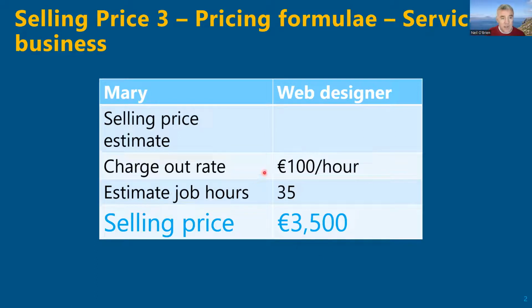In this case, Mary's charge out rate is 100. She's estimating that the job ahead of her, this website, will take 35 hours. So 35 by 100, 3,500. That's how she comes up with her price. And, you know, I have people ring me all the time when they have to quote for a job, and I take them through this process. It sounds very basic, but people still struggle with it. But you need your charge out rate, and you need to be able to estimate the hours. And once you're in business for any period of time, you should be able to reasonably accurately estimate how long a job is going to take you. Then, of course, you have to manage those hours and make sure you stick to it.